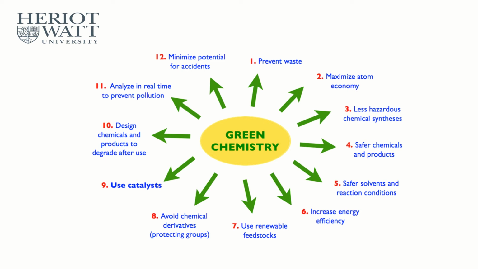Use renewable feedstock. Now that's the thing. So it is good that the raw materials that we use are renewable. Fossil fuel is definitely not part of it, right? But most of the chemical reactions that we are having today, they're actually using fossil fuel, right? So number eight, avoid chemical derivatives, as in when we have a chemical reaction, we try not to change a functional group. So what does that mean?